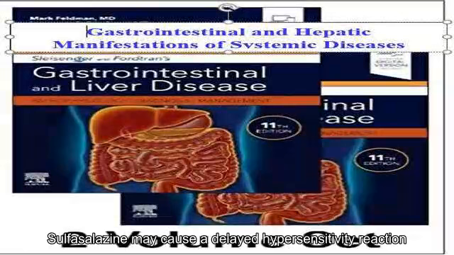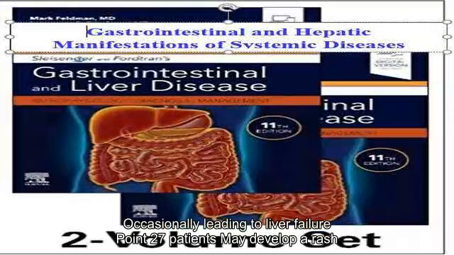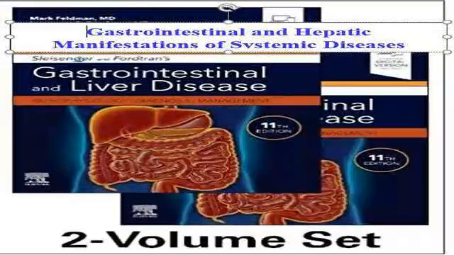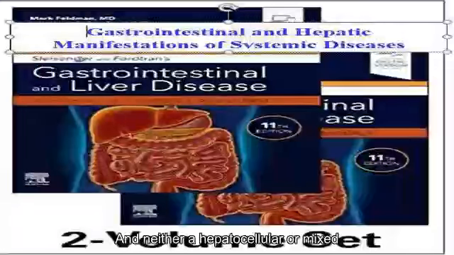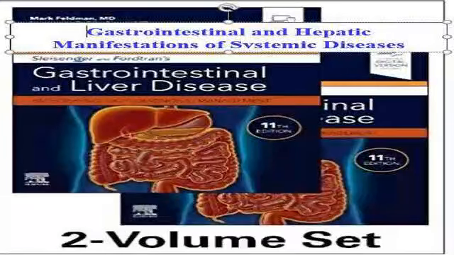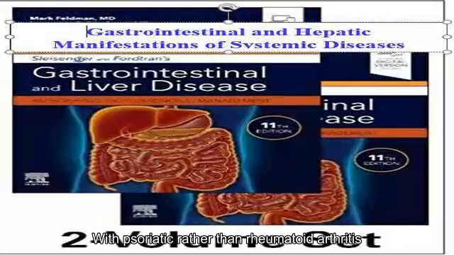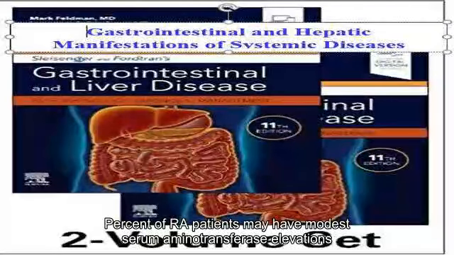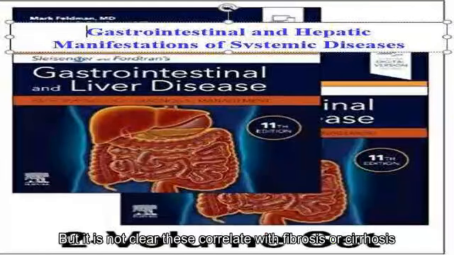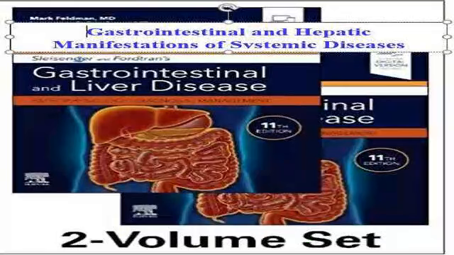Sulfasalazine may cause a delayed hypersensitivity reaction, occasionally leading to liver failure. Patients may develop a rash, lymphadenopathy, nausea, vomiting, eosinophilia, and either a hepatocellular or mixed liver pattern generally within 6 weeks of starting the medication. Methotrexate has been associated with hepatic fibrosis and cirrhosis, particularly in patients with psoriatic rather than rheumatoid arthritis. Up to 25% of RA patients may have modest serum aminotransferase elevations, but it is not clear these correlate with fibrosis or cirrhosis.